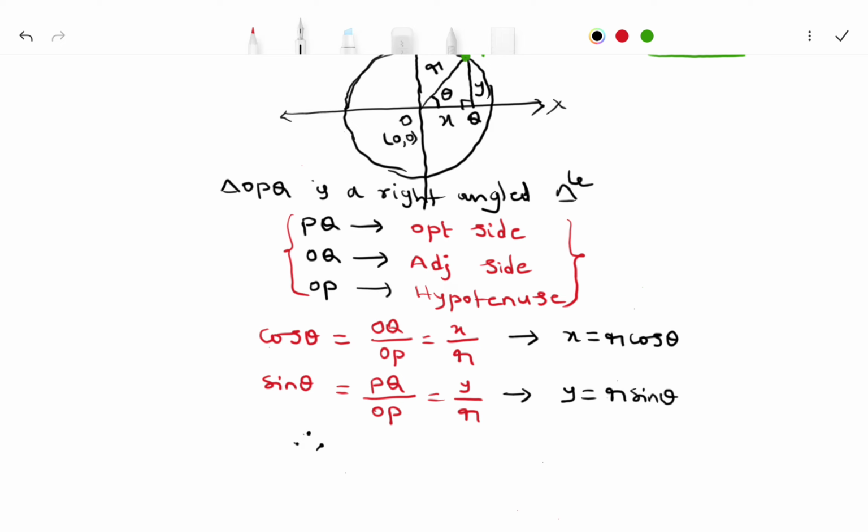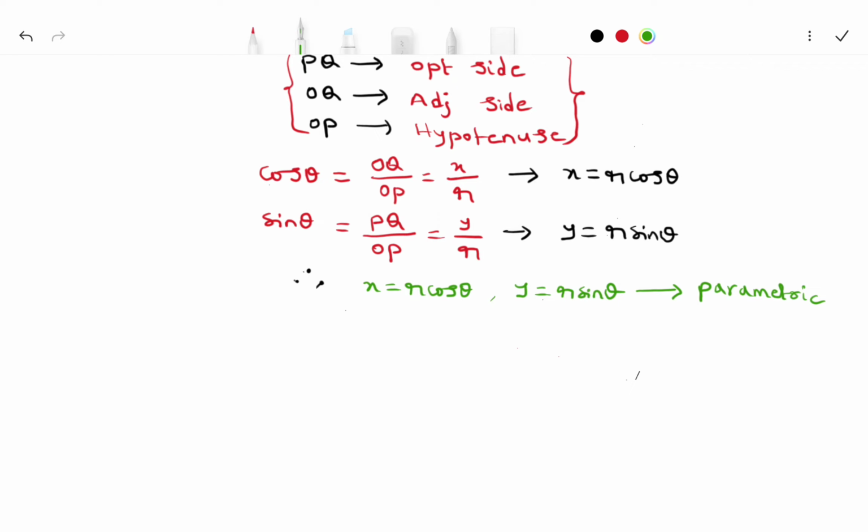here x is equals to r cos theta, comma, y is equals to r sin theta. These are called parametric equations.